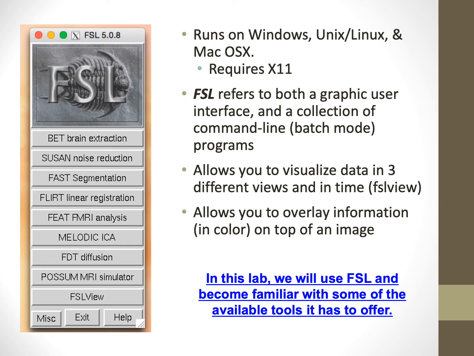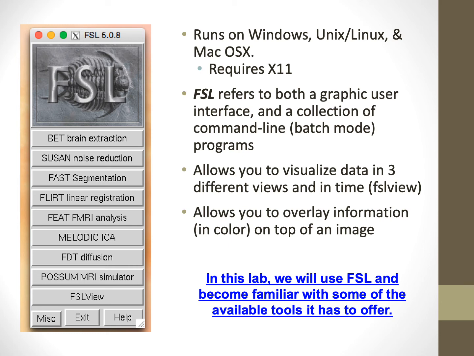FSL also contains a viewer, which we will use throughout the course to visualize the data in 3 different planes and in time. There are 2 different types of viewers actually, FSLView, which is an older viewer, and a more recent viewer called FSLeyes, which we will use in the course. FSL also allows you to overlay information in color on top of an image so that you can see various different statistical images or other aspects that we will be looking at in the lab.